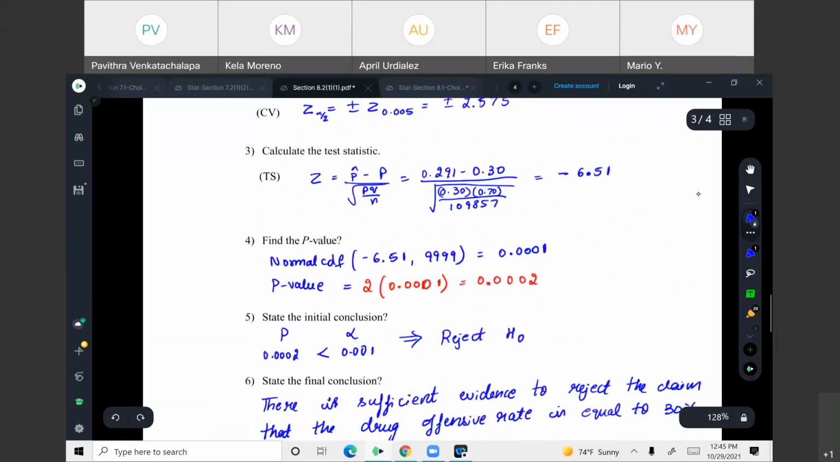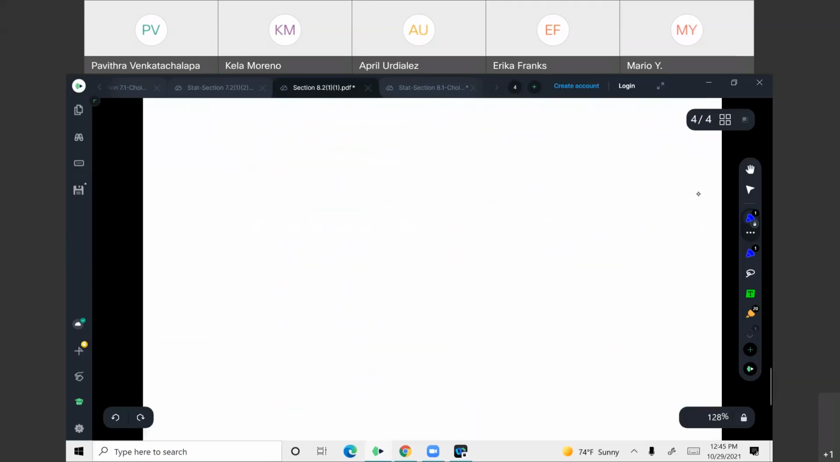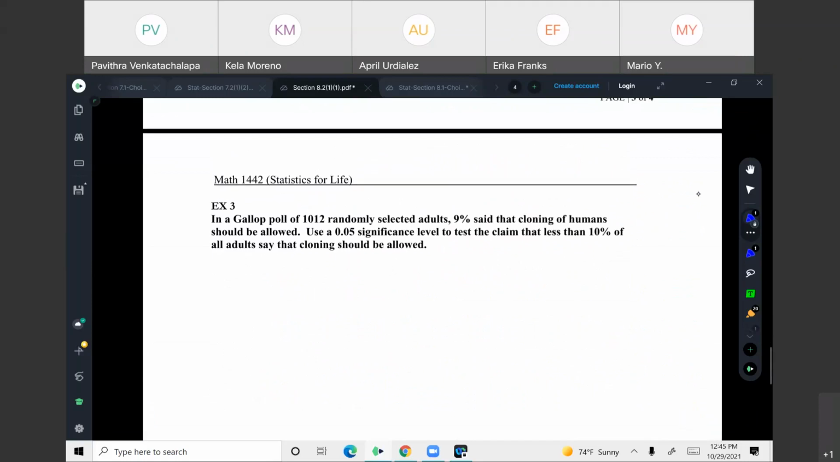Okay, so this was example 2, and example 3 will be the same thing. It's the same as example 2. You're going to state null and alternative hypothesis, find the critical value, test statistic, p-value. If your p-value is 10 power minus 15 or something to the large negative number, then just take it as 0.0001.